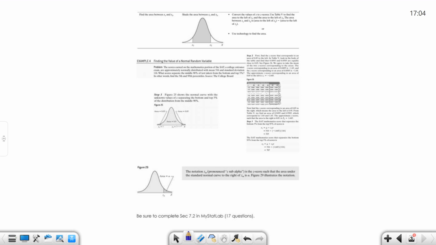So if you wanted to find outside, like here, this little piece out here and this little piece out here, you find 1 minus over here, and you find this one over here, and then you add them together because it's two separate pieces. And they're not related, so you add them together.